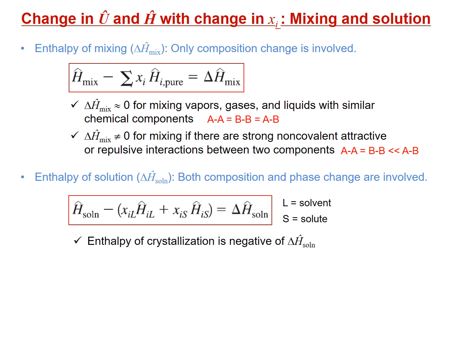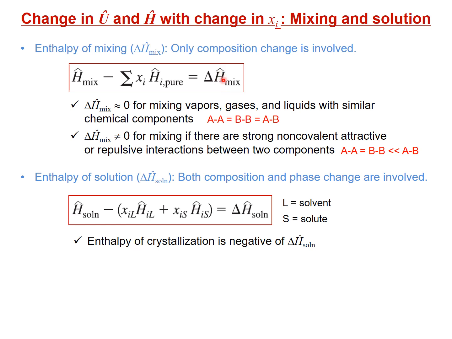Then it's time to go to the last variable to define the state, which is the composition. Change in energy term with change in composition, x of species i. I'd like to think about mixing and solution first, and then we'll go to the chemical reaction. Enthalpy of mixing, delta H-caret with subscript mix, has only composition changes, of course, because mixing means the same phase material is mixed into the same phase one. So it's very simple.